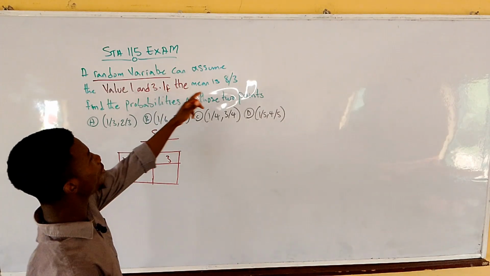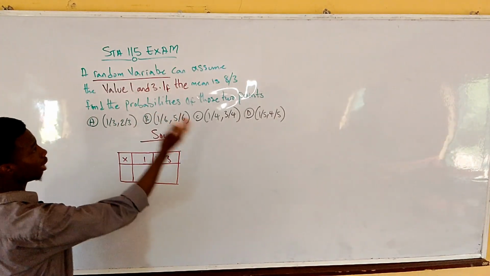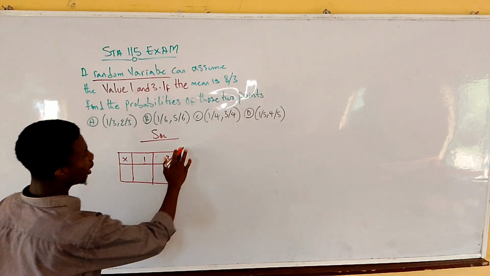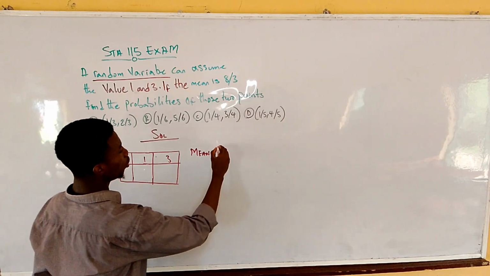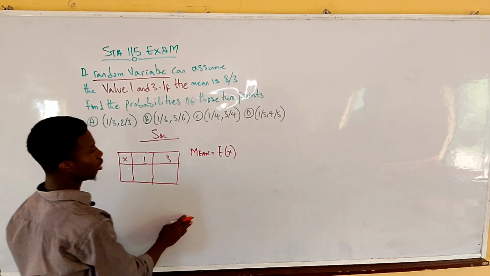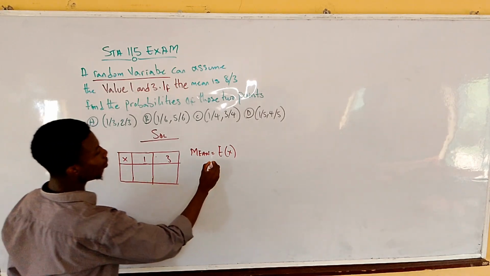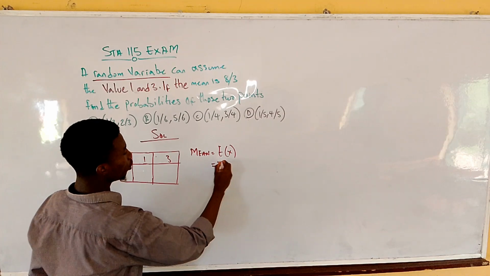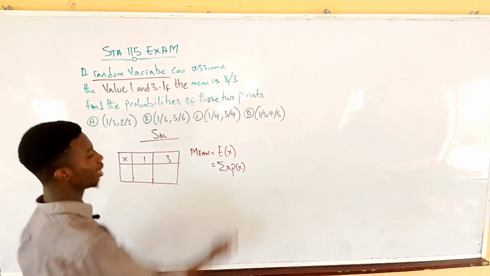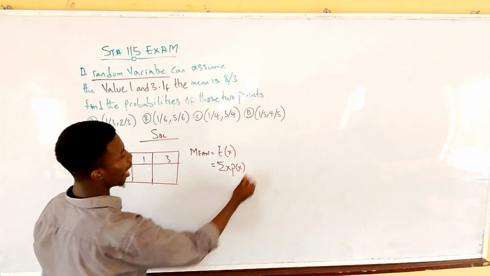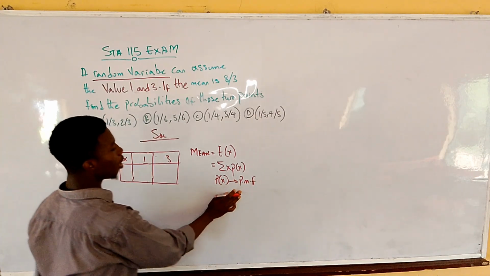Now the question says, if the mean is 8/3, find the probabilities of those 2 points. Now the mean they are talking about here, you should know that they are talking about your mathematical expectation. That is your E of x. That is your mean. Now this E of x, we know to be summation x p of x. Some people will say P of x is also known as F of x. But you have to know that your P of x is your PMF, and your PMF is your probability mass function.